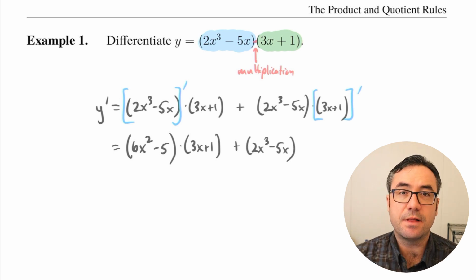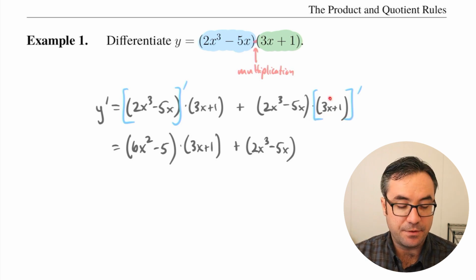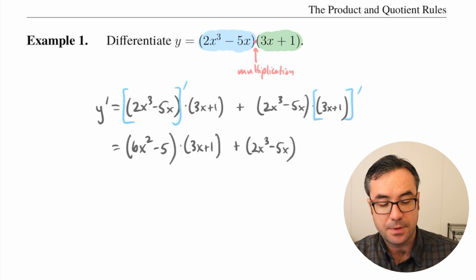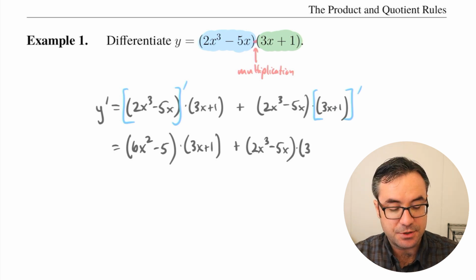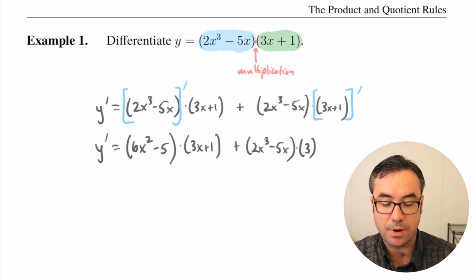And then the only thing left to do is differentiate this other term. And derivative of 3x is 3. And derivative of plus 1 all by itself there is just going to be 0. So we end up with times 3. And there's our derivative, y prime.